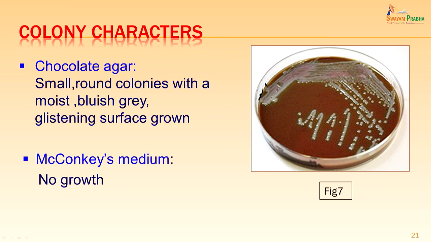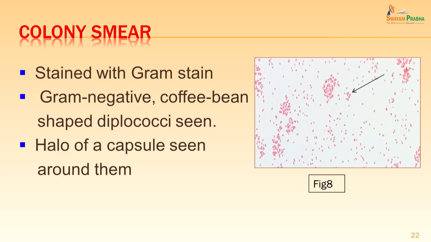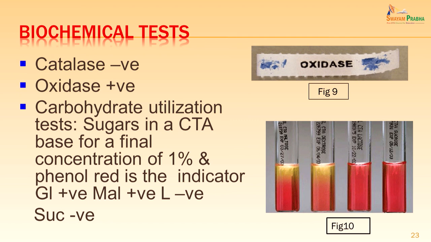On MacConkey's medium, no growth was obtained, giving an indication that we are not dealing with a Gram negative bacilli which would have grown on MacConkey's agar. A smear was made from the colony, stained with the Gram stain, and again Gram negative coffee bean shaped diplococci were seen. There was a halo suggestive of a capsule around some of them. The colonies were then put for identification by performing biochemical tests.